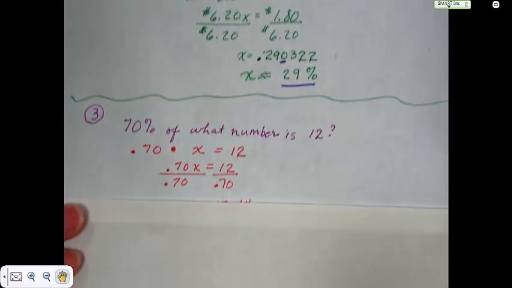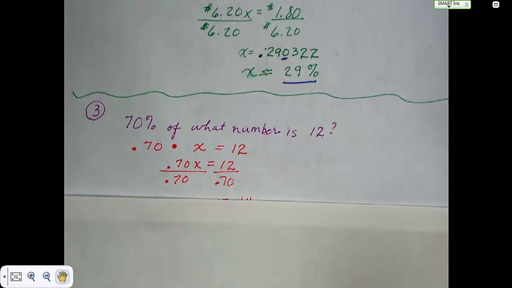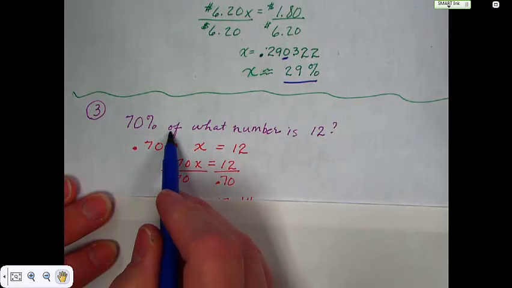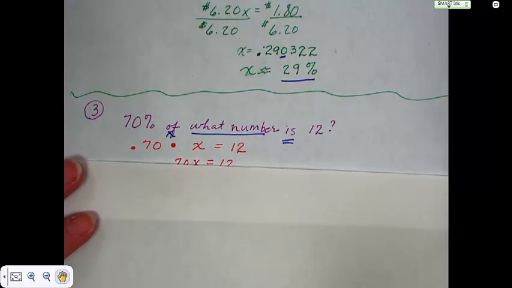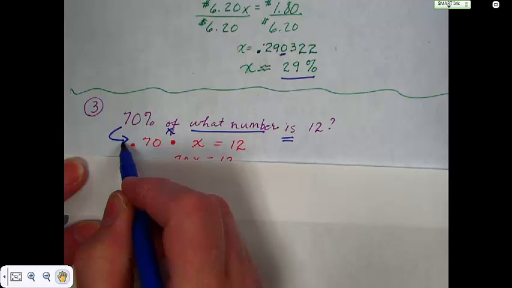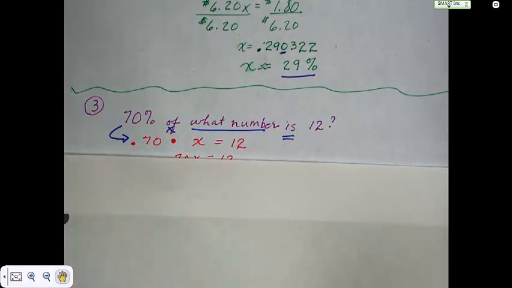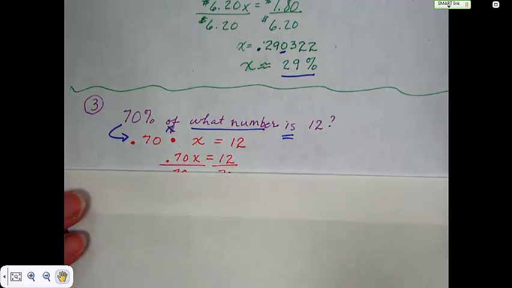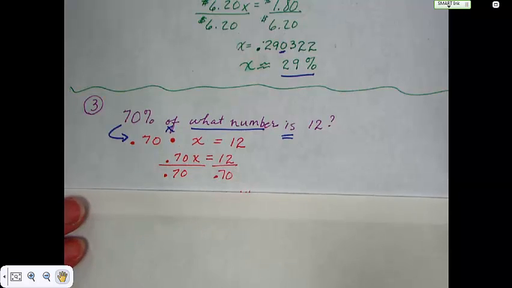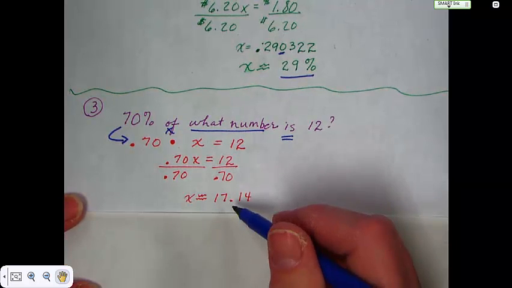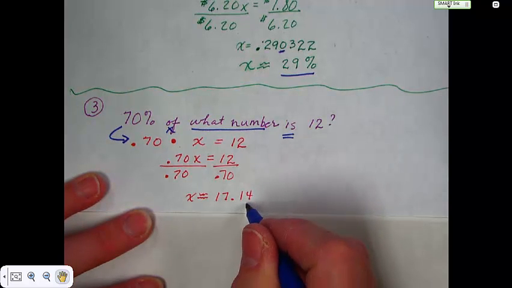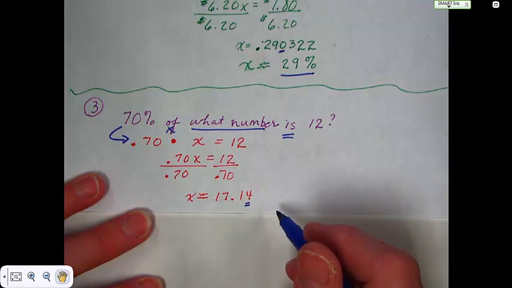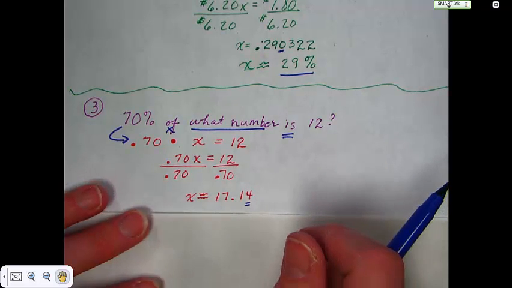70% of what number is 12? Well, 70% of, multiply, what number we don't know, is equals 12. So we change this into a decimal, 0.70, times what number, which is your x, equals 12. 0.70x equals 12. Divide both sides by 0.70. You get x to be 17.14, and it continued, so I just rounded it to the hundredths place. So it's approximately 17.14.